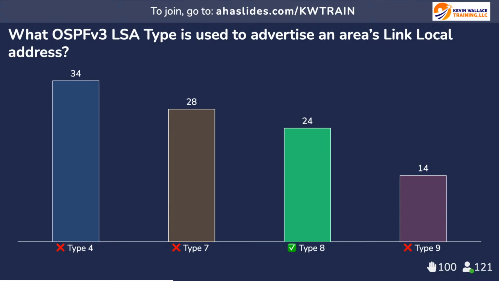Type 8 is also known as the link LSA, and that's used to advertise link local addresses within an OSPF area. Type 9 LSAs, which we call intra-area prefix LSAs, are used to advertise networks within an OSPF area. So great job there, everybody.